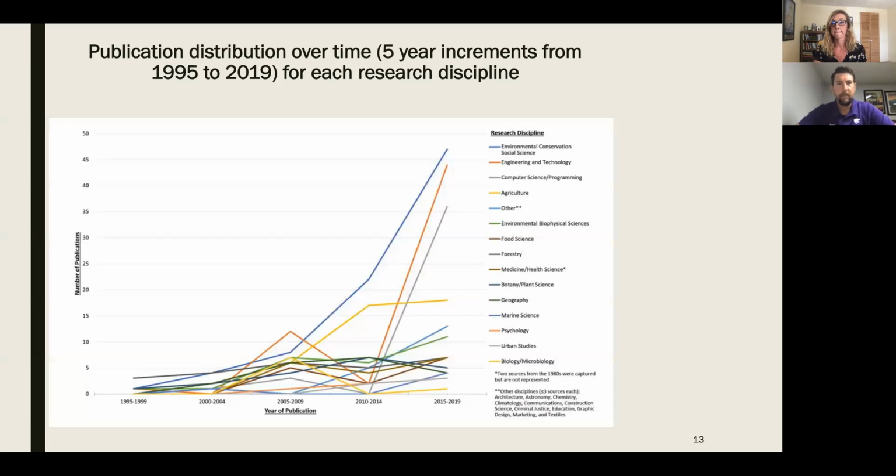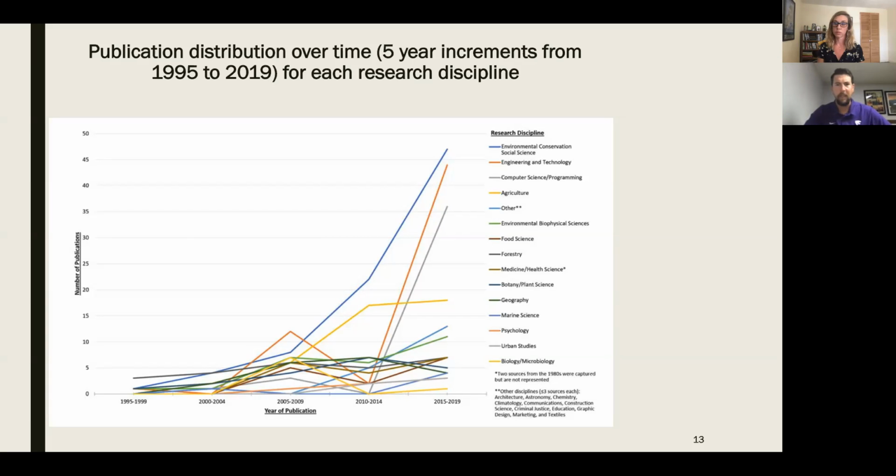Great, thank you, Jess. So first, most of the articles that we reviewed were peer-reviewed articles, with the second most frequent being dissertations and theses. And as you can see here, starting at about 2005, we start to see the number of publications, especially for environmental conservation, social science, engineering, technology, and computer science, go up almost exponentially from that time period. Almost all of them go up from our study period in 1995 until 2019. But as you can see, those 3 are far and away the biggest increase.